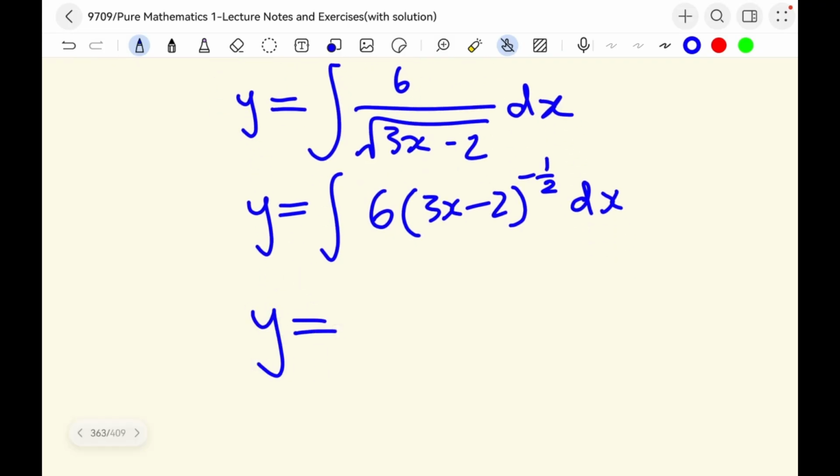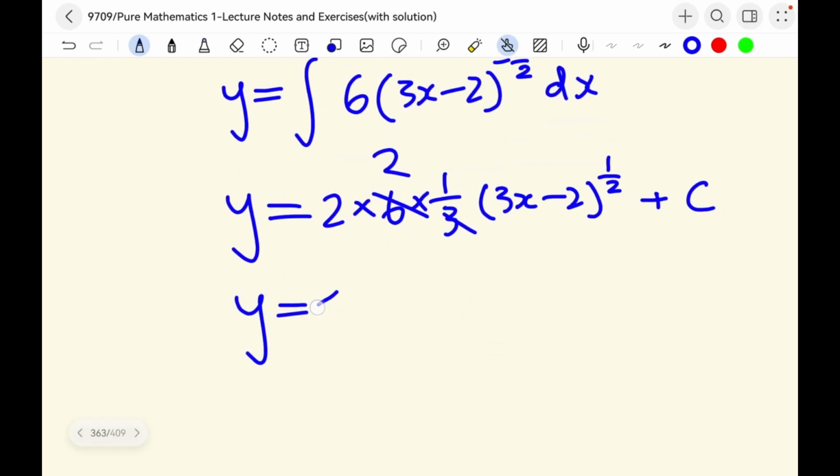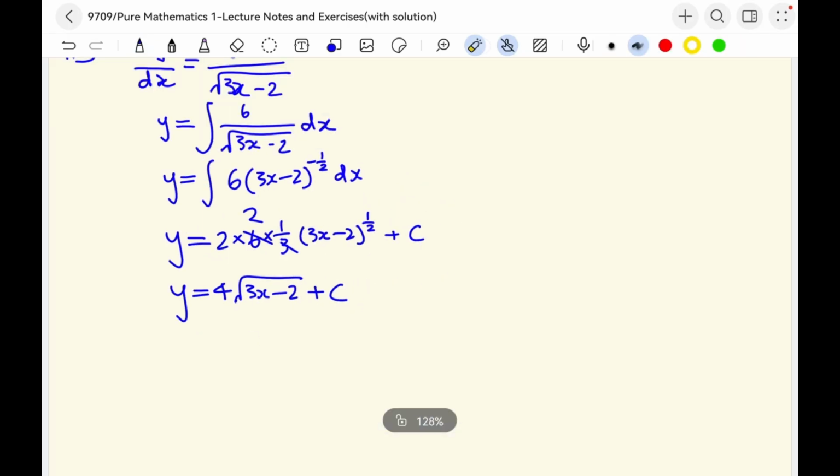Now, what's next? Plus 1 for the power and divide by the new power. So it's 2 times 6 divided by... times 1 over 3, (3x minus 2) to the power 1/2, plus c. Okay, this one cancels the 2. So rewrite in the neat form, which will give you like this, plus c.